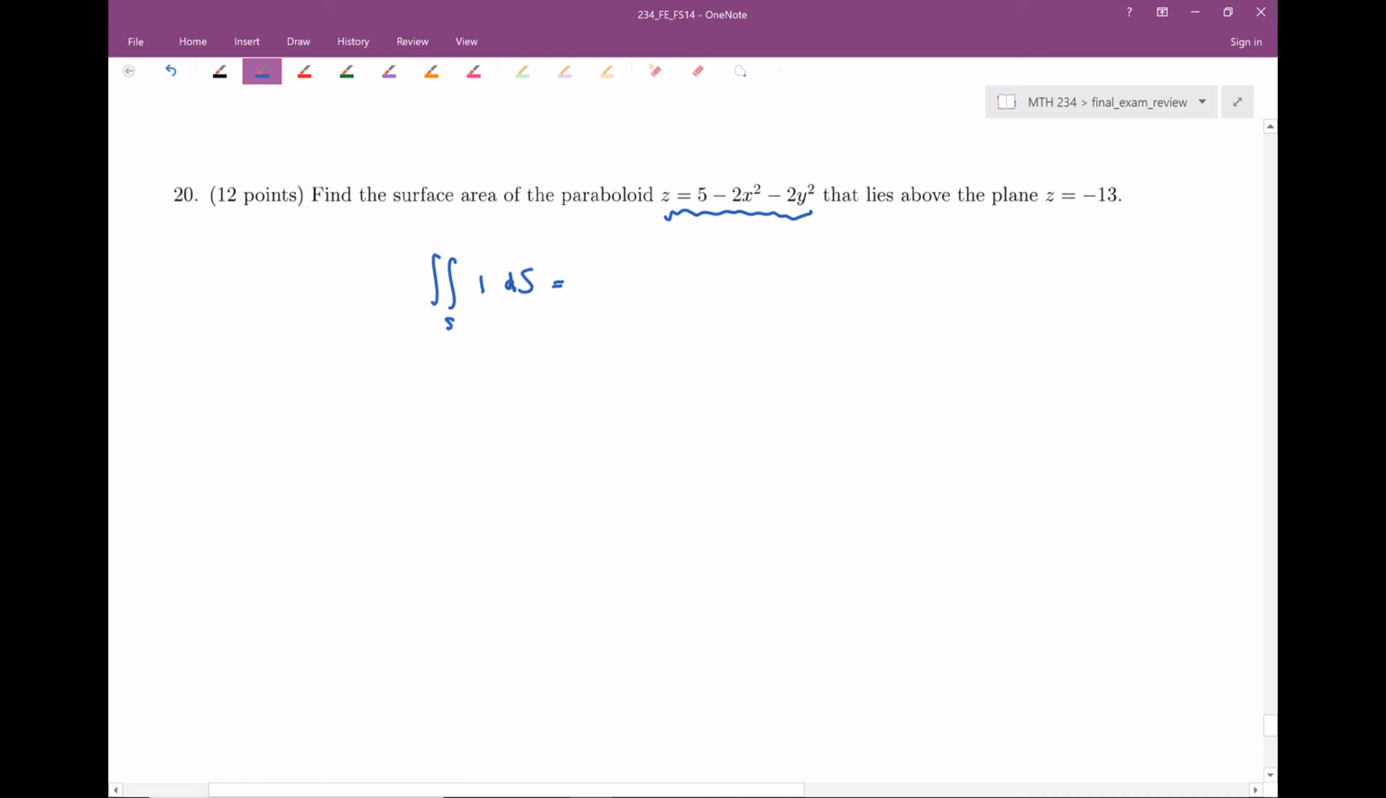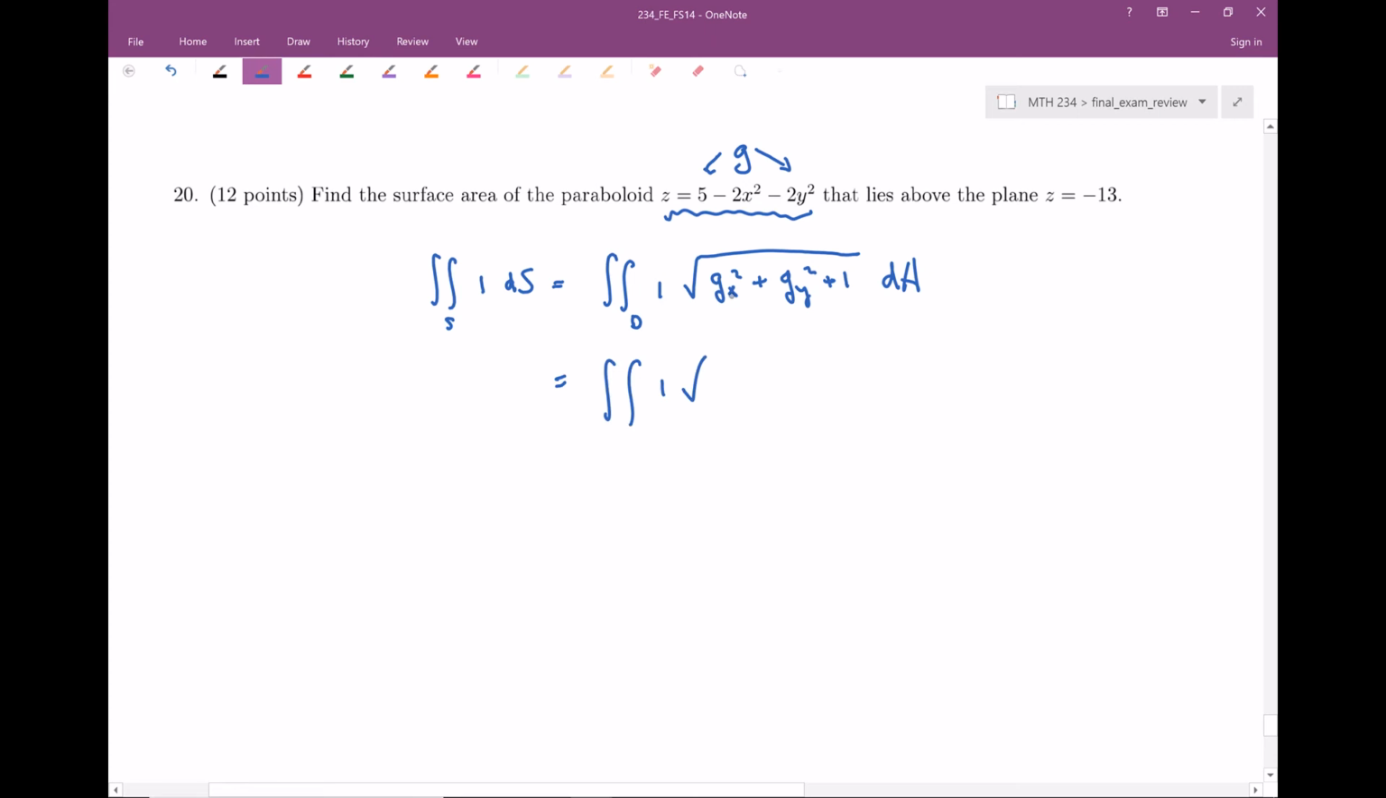And so remember, dS is the thing that we can interpret in two different ways. So this is going to be 1, and with our explicit equation, this is going to be the square root of g sub x squared plus g sub y squared plus 1 dA. And then this will be over the two-dimensional region in the xy plane. So this right here is our g equation, the thing that z is equal to. This is g. So let's go ahead and start evaluating this out a little bit.